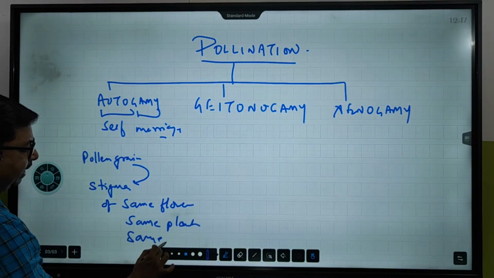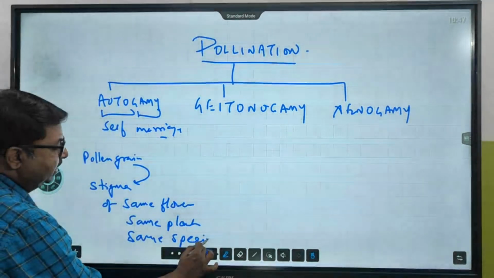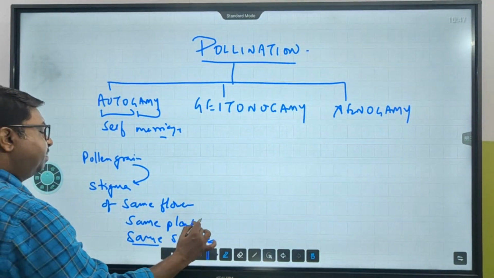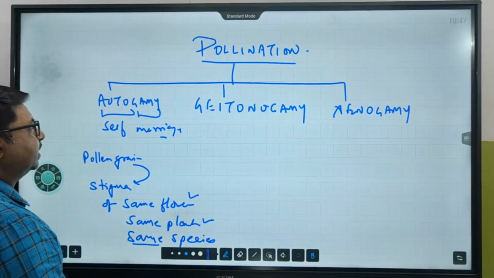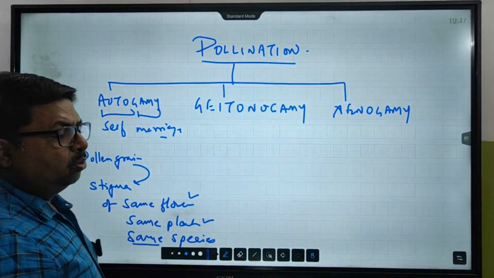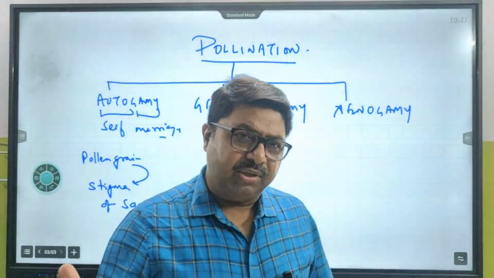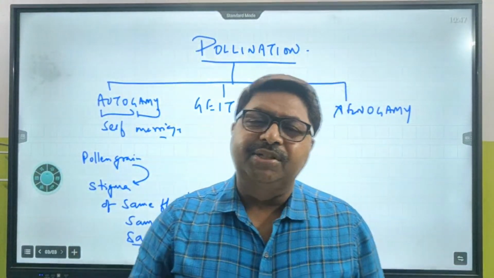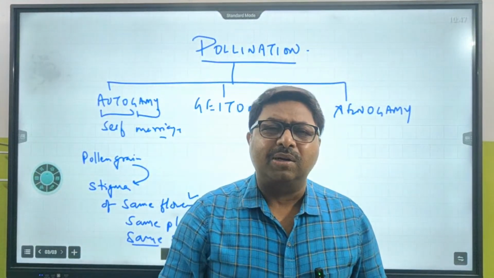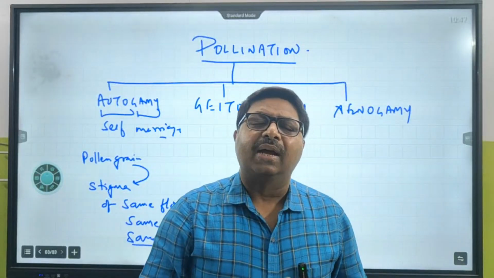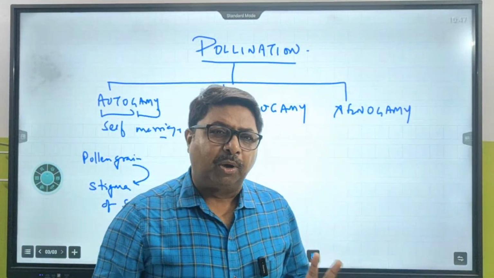So here all three are the same. The species will be the same, the plant is the same and the flower is also the same. Then this is called autogamy. And if autogamy happens, there is no chance of any variation. Fine. So nature never selects autogamy. Basically nature wants to go for variation, and that is only done by cross pollination.